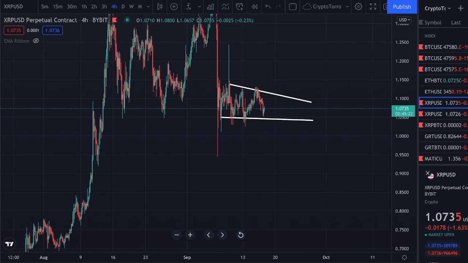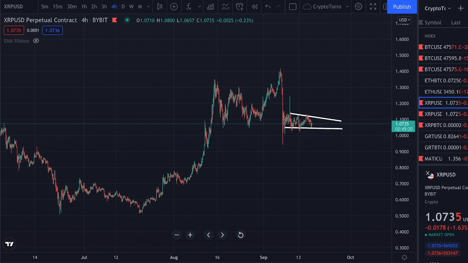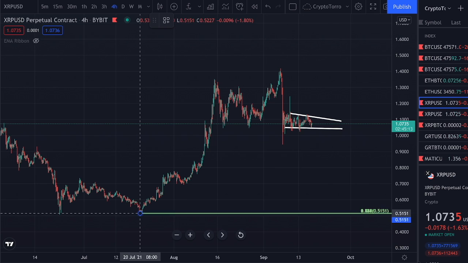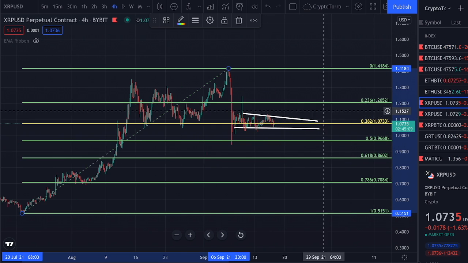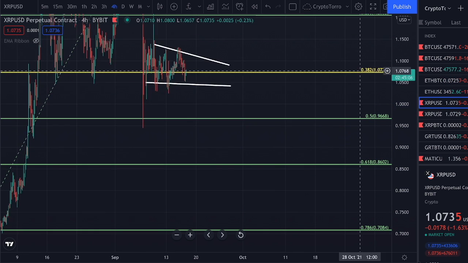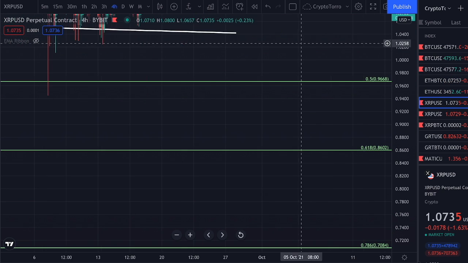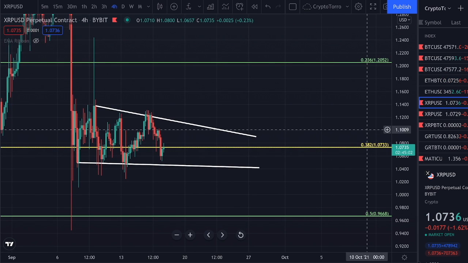What I would like to discuss as well is just a couple of things more. By placing a Fibonacci retracement, I would like to see where the levels of support and resistance are going to be on the 4-hourly time frame, and where we are currently trading. You can clearly see that we are trading right now underneath the 0.382 Fibonacci level.